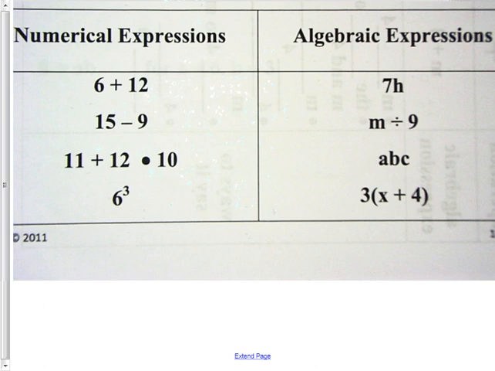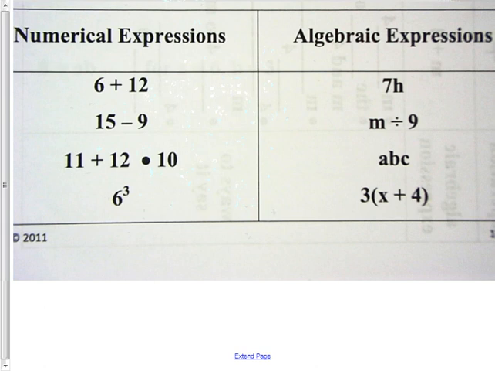Again, they're numbers, they have operations, there can be more than one operation. So it's just going to have constants and operations. When we look at algebraic expressions, they can have constants. They can have operations, but they're going to definitely have variables.